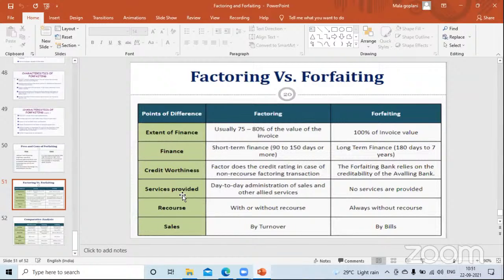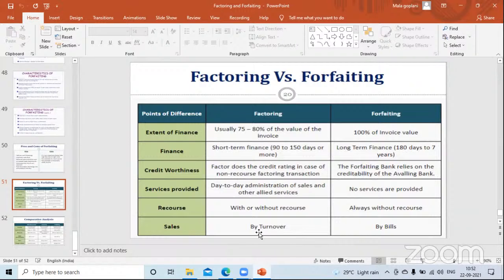Okay, next, services provided. What are the services provided? Day to day administration services are provided, day to day activities. Okay, but here no services are provided. Only one time services. Day to day services are not provided. Recourse: it can be with and without recourse. It is always without recourse. Always remember, forfeiting is always without recourse. But in the case of factoring, it can be with or without recourse.